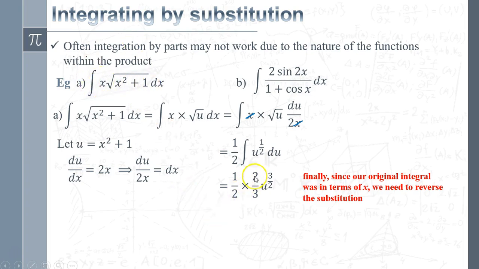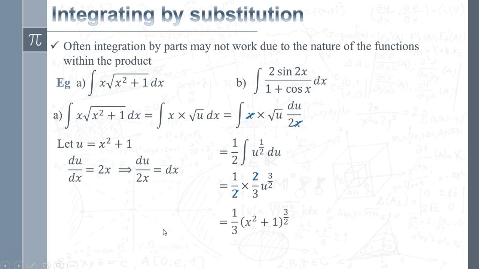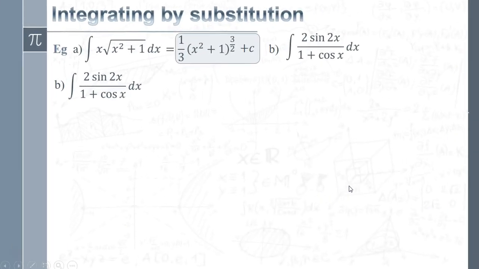We can do a bit of tidying up with these fractions. So there you go, the fractions have gone, and we end up with 1/3 times (x squared plus 1) all to the power 3 over 2. And finally, because it's an indefinite integral, never forget the plus c. And jobs are good. And then we go to part b.